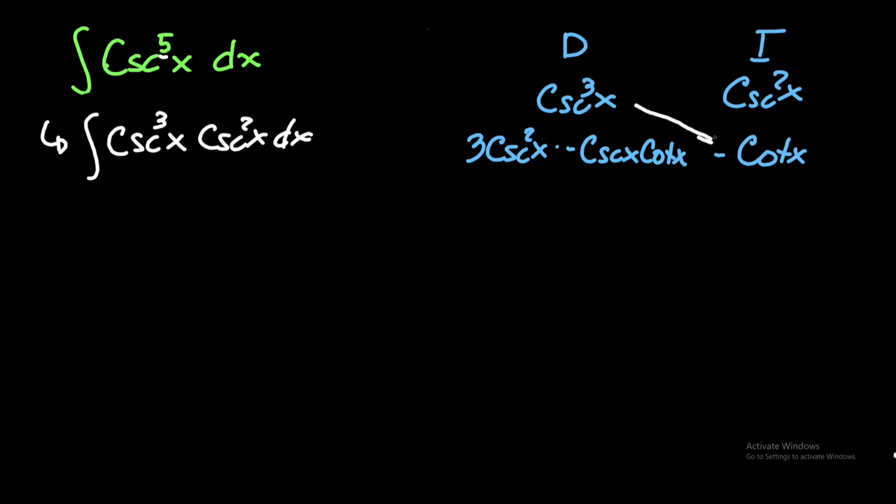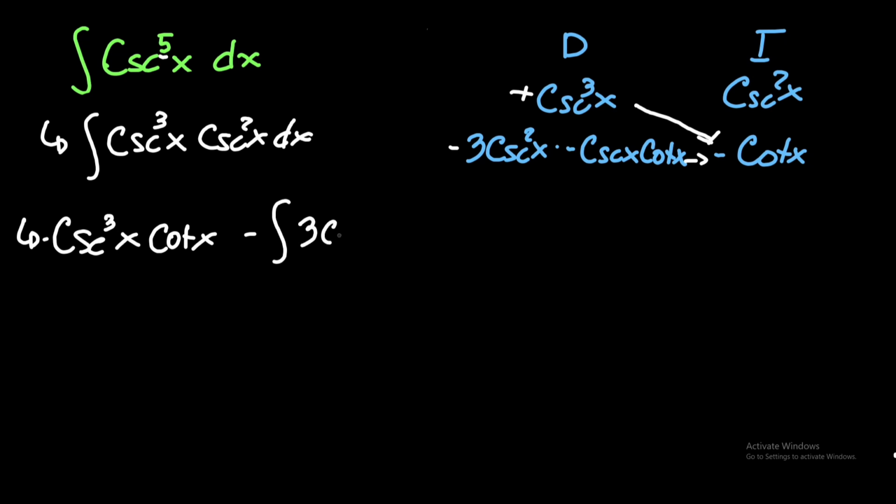And so, by multiplying all of this, you would have this expression, which is cosecant cubed of x multiplied by negative cotangent of x, minus the integral of 3, let's just put 3 outside now, cosecant squared of x multiplied by negative cosecant x cotangent of x, and multiply this by negative cotangent of x. Since there are two negatives here, they will cancel each other out.